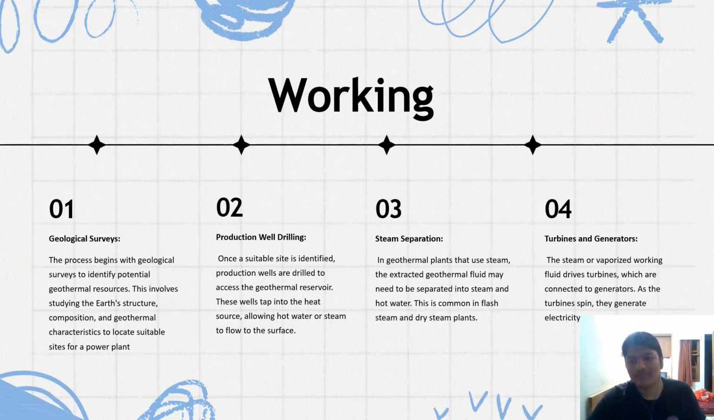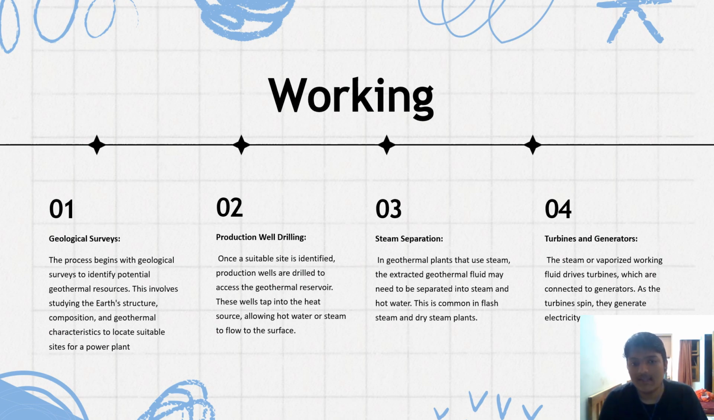So let's come to the favorite topic, working. There are several steps which need to be considered while building a geothermal power plant. What are they? Geological surveys. As we all know, we cannot place a geothermal power plant wherever we want. We can place it where there is a high chance of getting steam, so it is surveyed before building the plant. Here we consider the earth's surface composition and geothermal characteristics to locate suitable sites for a power plant.